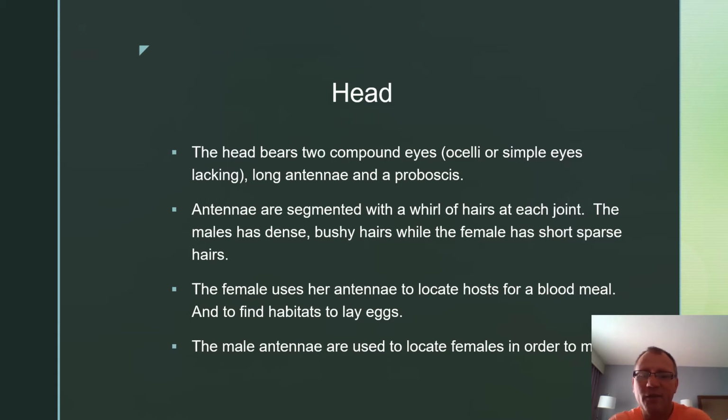Let's look at the regions. Three regions that mosquitoes have are the head, the thorax, and the abdomen. Looking at the head, it bears two compound eyes, with ocelli or simple eyes lacking. They have long antennae and a proboscis. Antennae are segmented with a whorl of hairs at each joint. The male has dense, bushy hairs, while the female has short, sparse hairs. The female uses her antennae to locate hosts for a blood meal and to find habitats to lay eggs. The male antennae are used to locate females in order to mate.